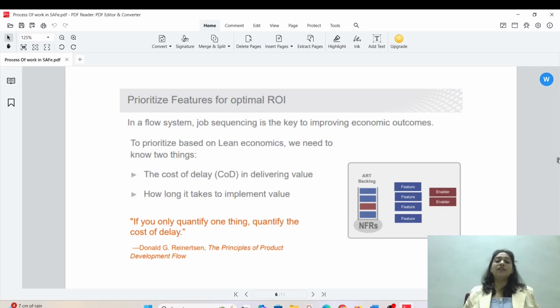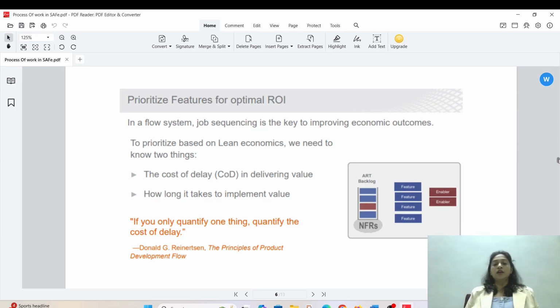Okay, so let's see the next concept of ROI, that is prioritize features for optimal ROI. In a flow system, job sequencing is the key to improving economic outcomes. To prioritize based on lean economics, we need to know two things: the cost of delay in delivering value, and the second is how long it takes to implement the value. Okay, if you only quantify one thing, quantify the cost of delay.